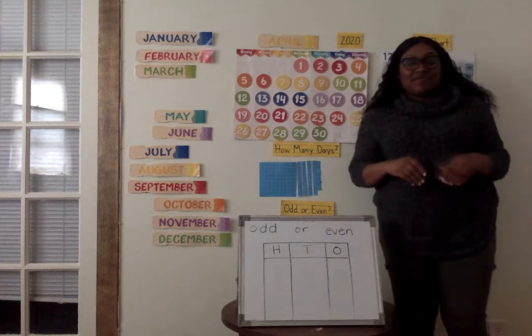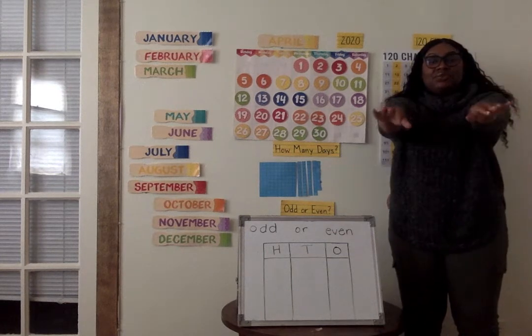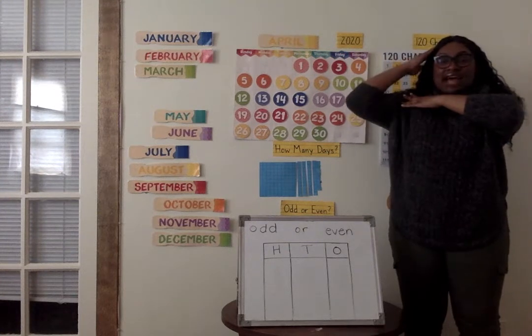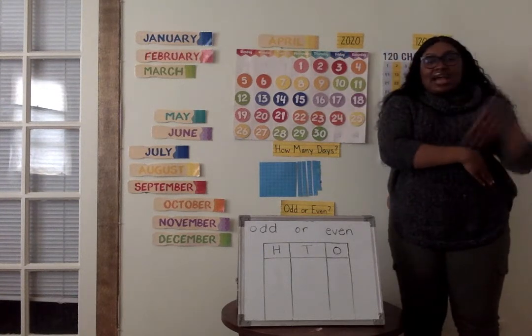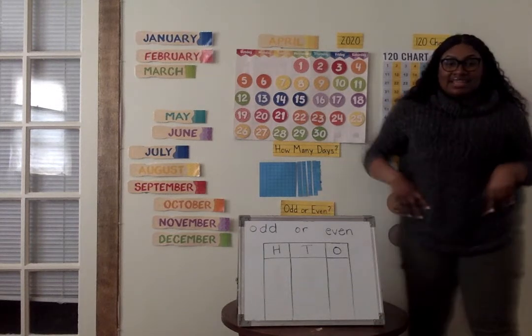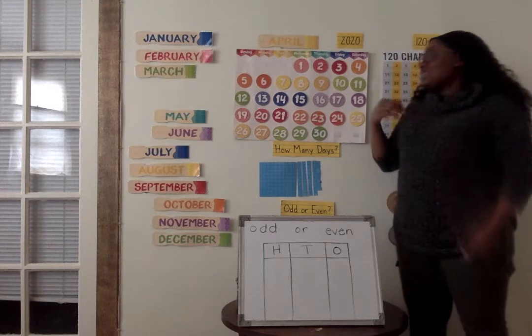Months of the year, get ready. January, February, March, April, May, June, July, August, September, October, November, December. Months of the year.